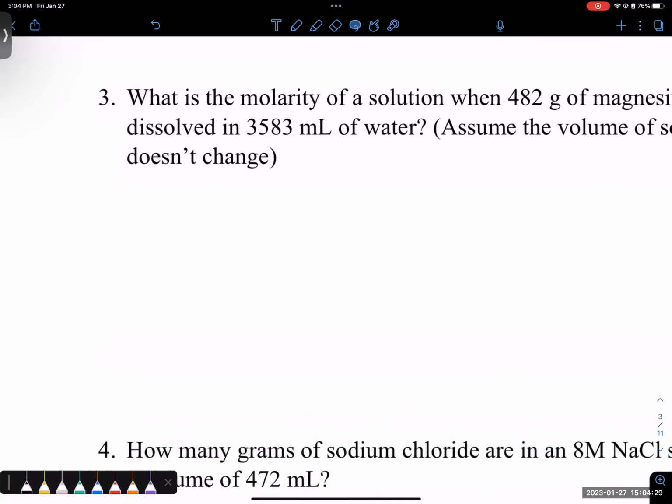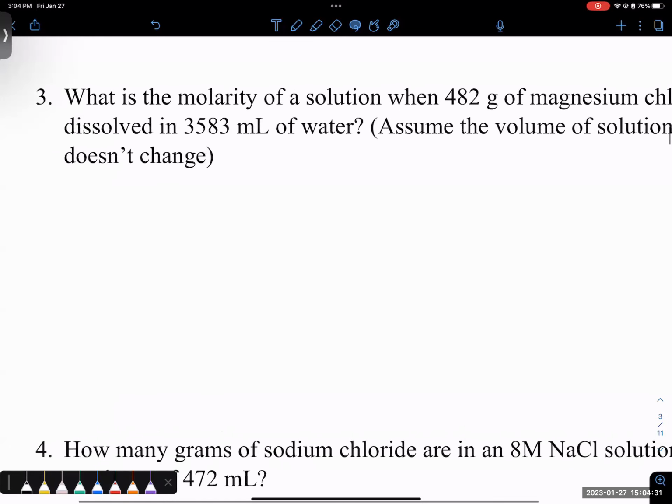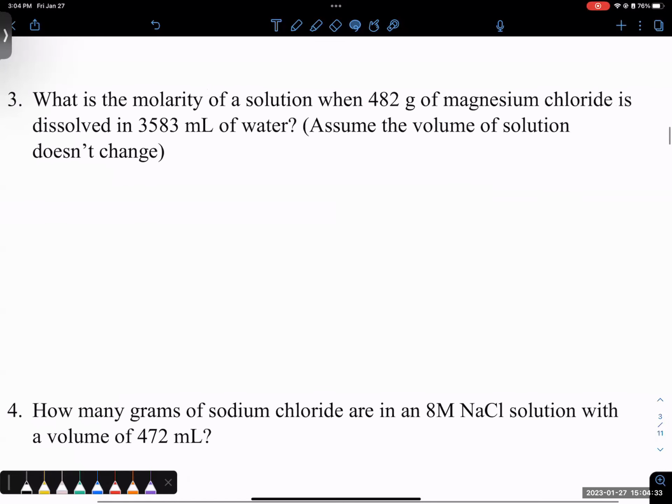So do y'all see this number 3? This is solution type stuff. This is using molarity. What do y'all think about this one? Let's go over it. Okay, we'll do this one first.